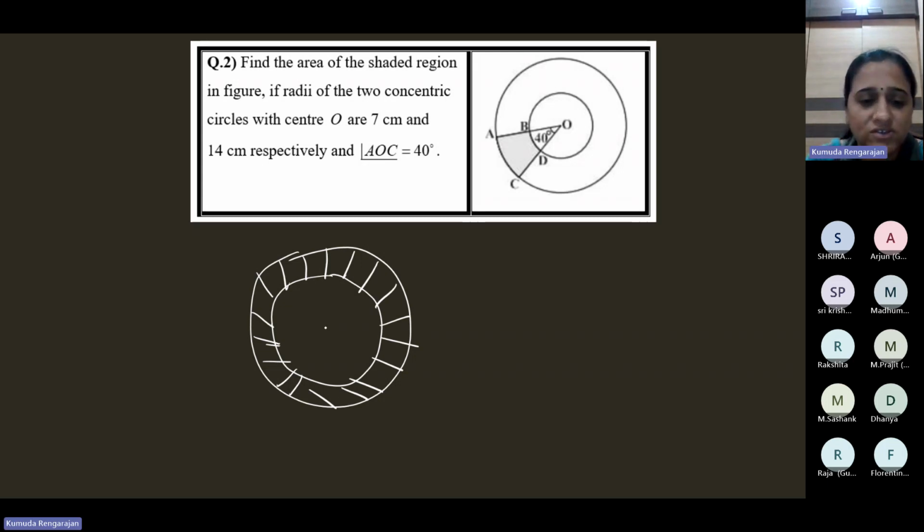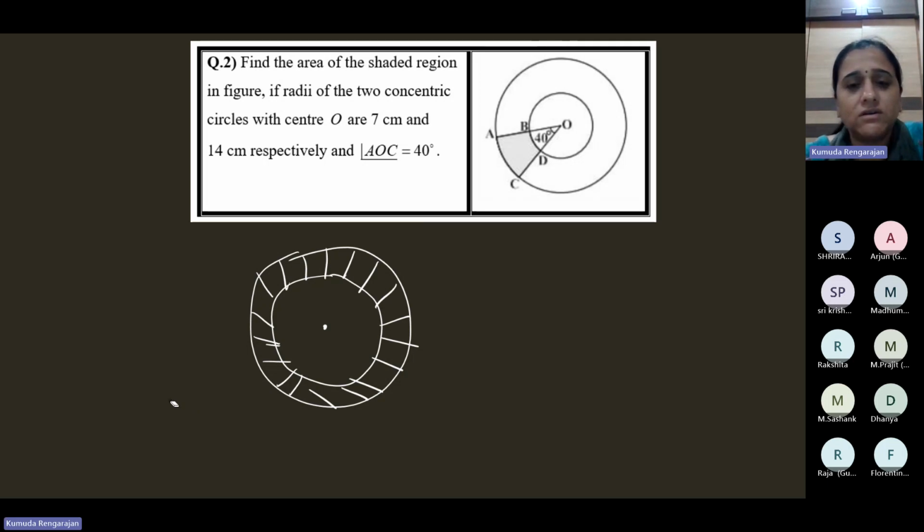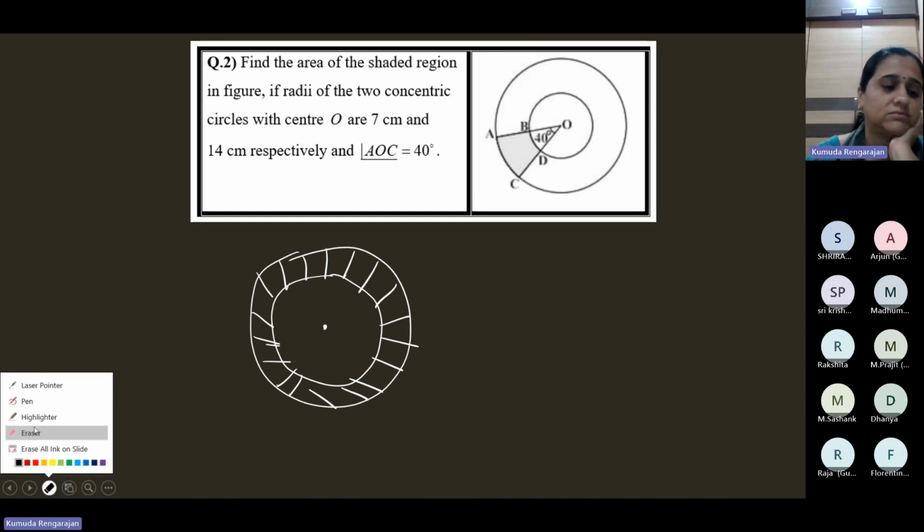These are two concentric circles. I'm not talking about the figure given in the question. I'm asking with respect to the one I have drawn. In the figure I have drawn, I've shown two concentric circles. I want the formula to find the area of the shaded region.